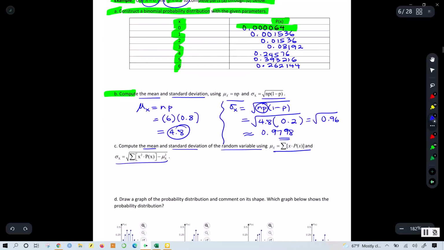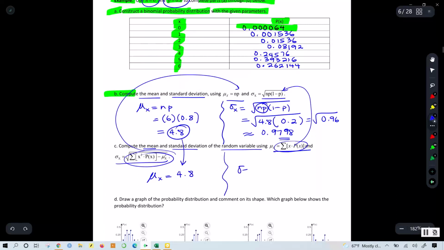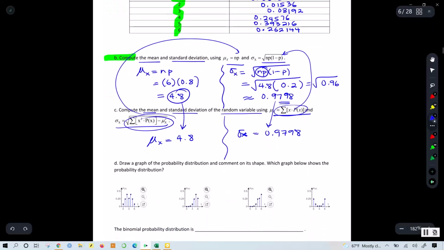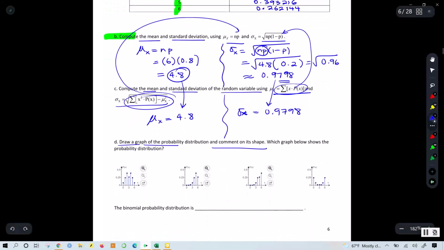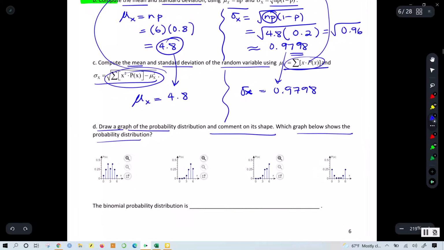Then we are to compute the mean and the standard deviation of this random variable using the table values. Well, if you do this all the way, you will find out that you will get exactly the same mean and the same standard deviation. So without any further ado, this is going to be 4.8 still, and the standard deviation of x is still going to be 0.9798. Then at the end of the day, we also want to draw a graph of the probability distribution of this random variable and comment on its shape. And we are going to find which of the graphs below shows the probability distribution.